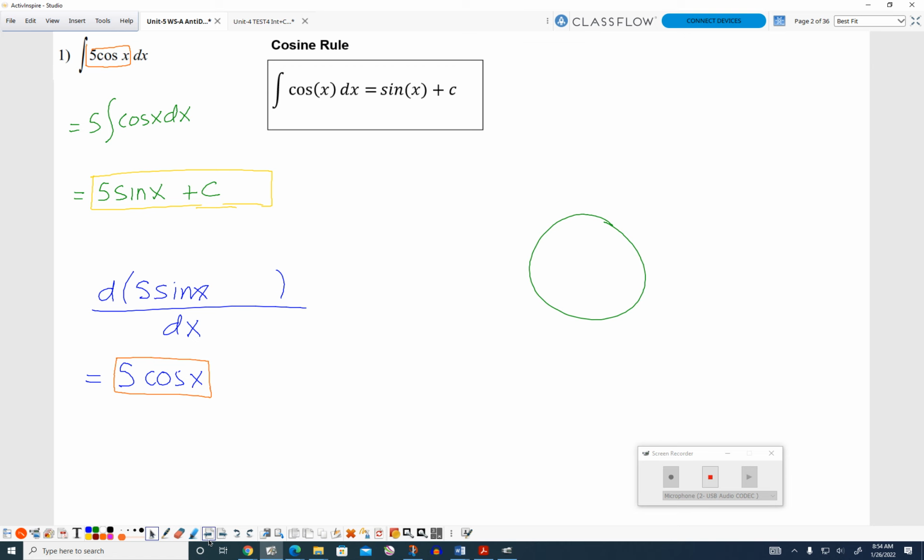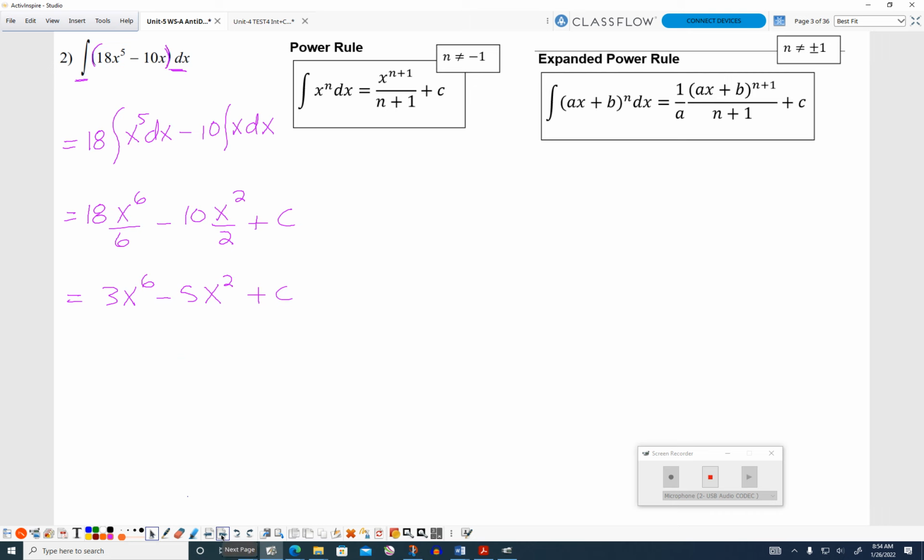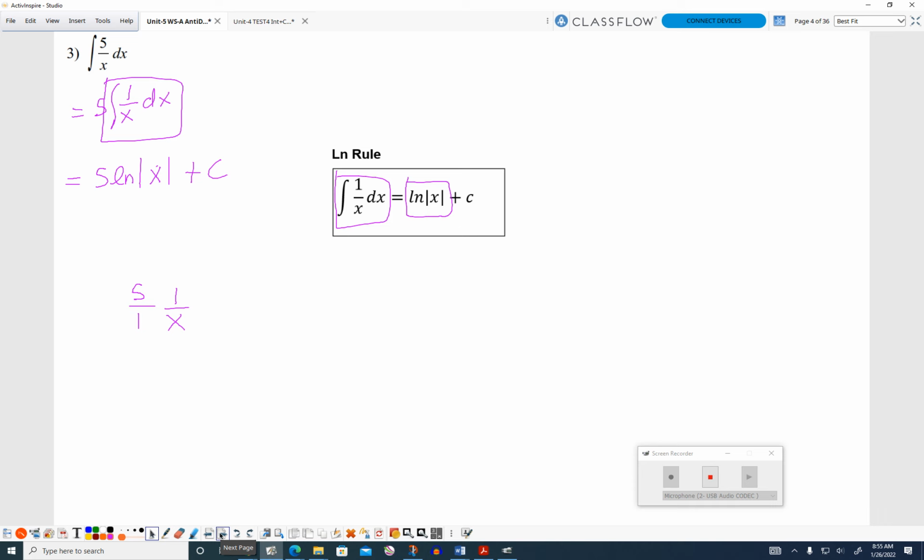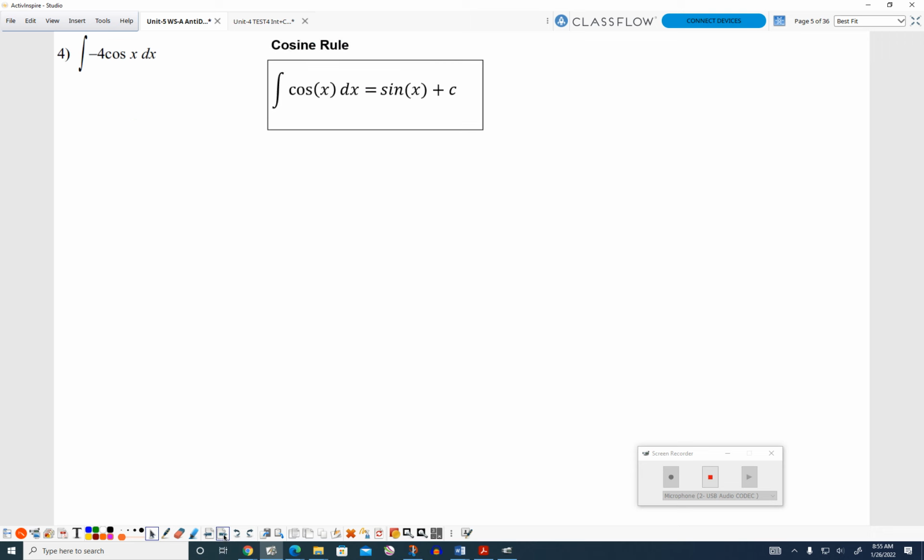Next one. 2 functions are adding. We learned that doesn't really matter. We can just find the antiderivative separately. So looking at them separately, 18 is a multiplying constant. X to the 5th fits the power rule perfectly. X to a number. So that's why that worked. Okay? Next one. 5 over x. Well, that's really 5 multiplied by 1 over x. And once again, 1 over x fits the rule perfectly. It's getting kind of boring now.